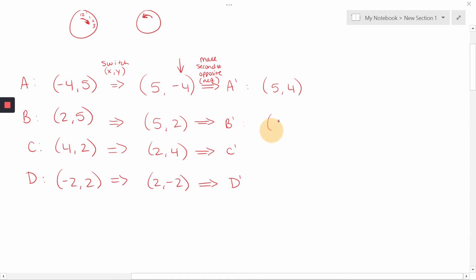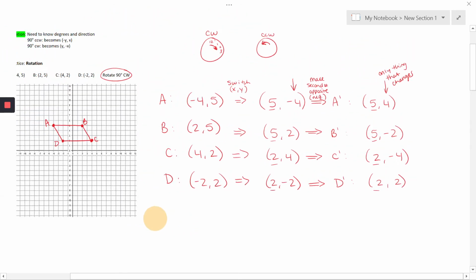For B, my second number is 2. Now it's going to be negative 2. For C, it was positive 4. Now it's negative 4. And for D, it was negative 2. Now it's positive 2. So if you notice, the only thing that changes is that second number. My new x value, the first number, is not changing. So I still have a 5, 5, another 5 and a 5, a 2, 2, and a 2, and a 2. The only thing that changes is that second column.